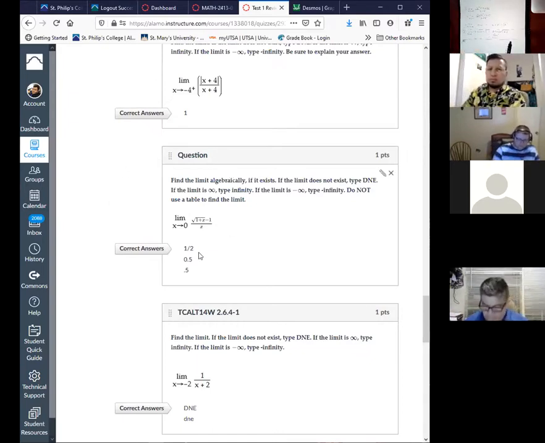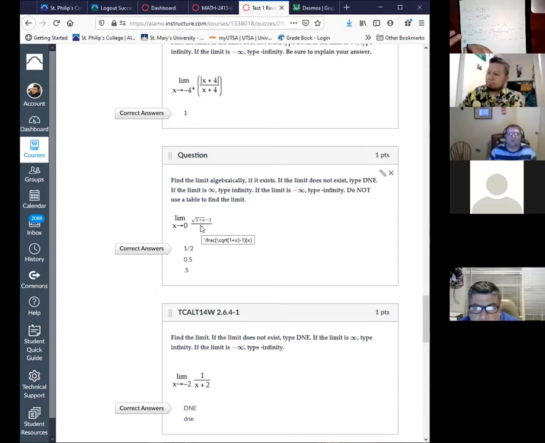So right away when I see this, I see a square root minus 1. I think I should use a conjugate to get rid of that radical and see if I can do something that helps me out. So let me write this question down. The limit as x approaches 0. It needs to be the same from both sides, otherwise it won't exist. Square root of 1 plus x, minus 1, and x on the bottom.